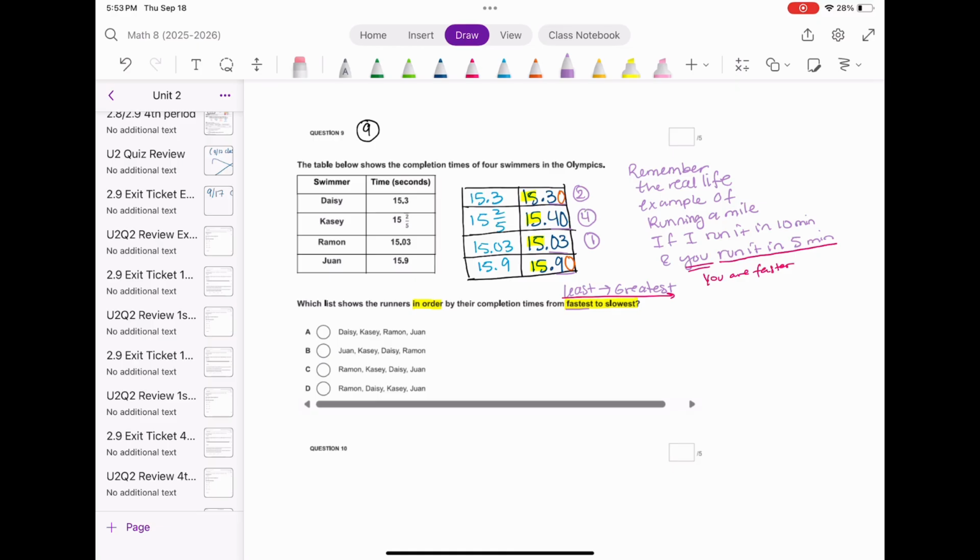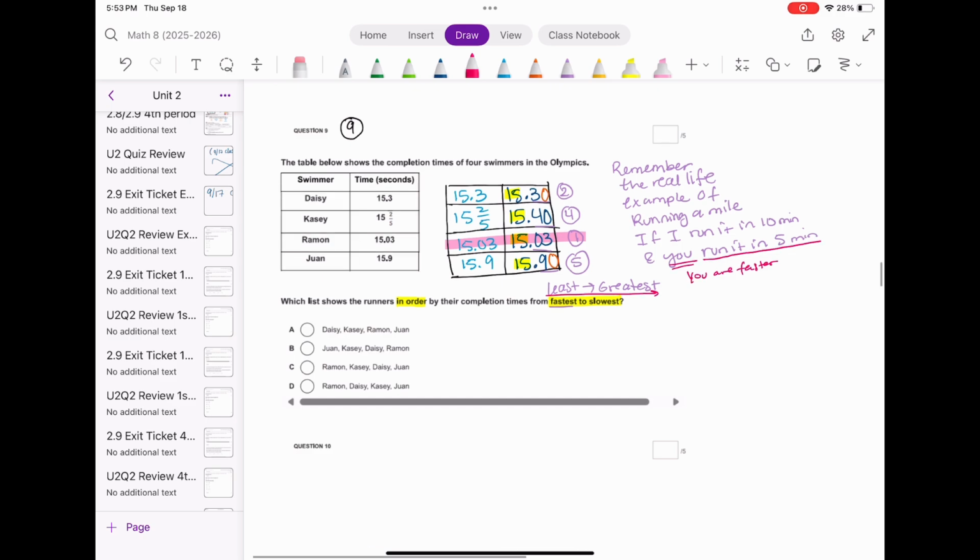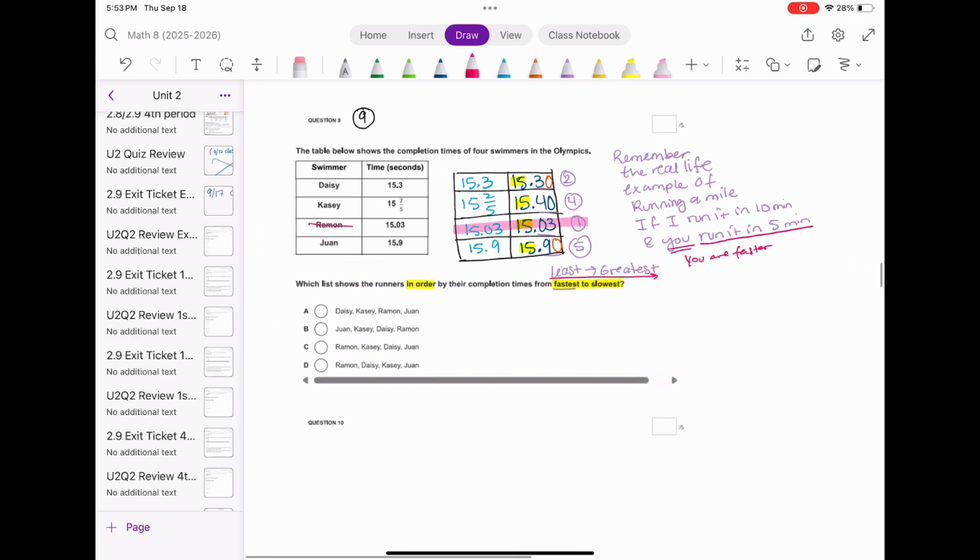So I know that the first one, the least, it's 3. So that's my first one. And then we have 30, 40, and 90. So 30 is next, 40 is next, and finally 90.